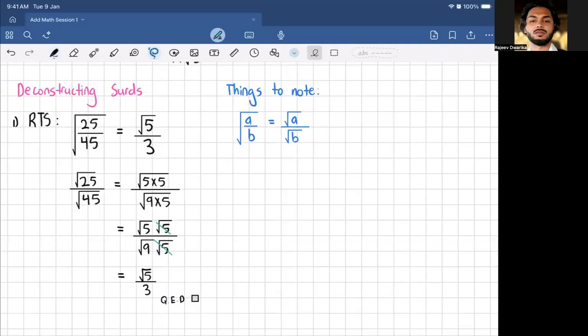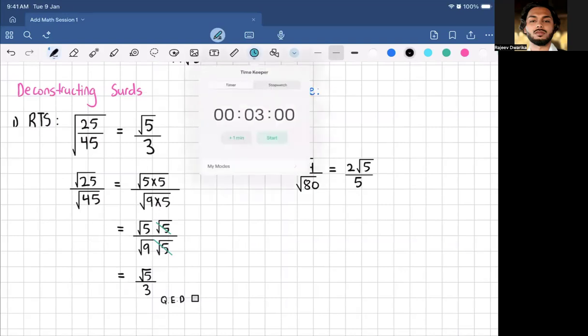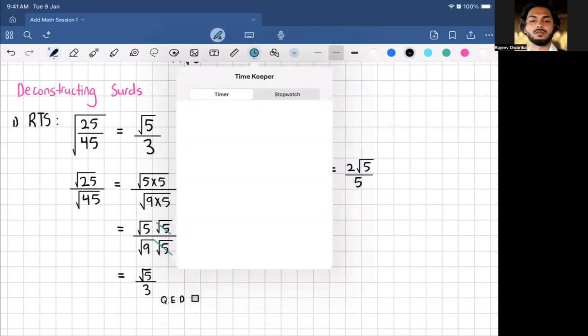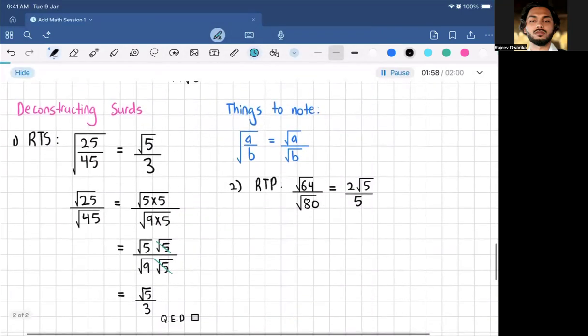All right, one more question like this. I'm giving you all 2 minutes because I've seen everybody getting through with it. Required to prove that the square root of 64 over the square root of 80. Right, I'm giving you all 2 minutes this time. We're moving on speed. Take 2 minutes and do that.